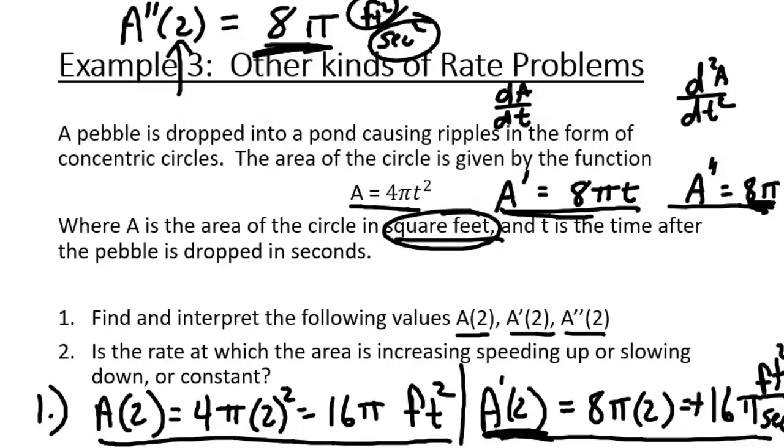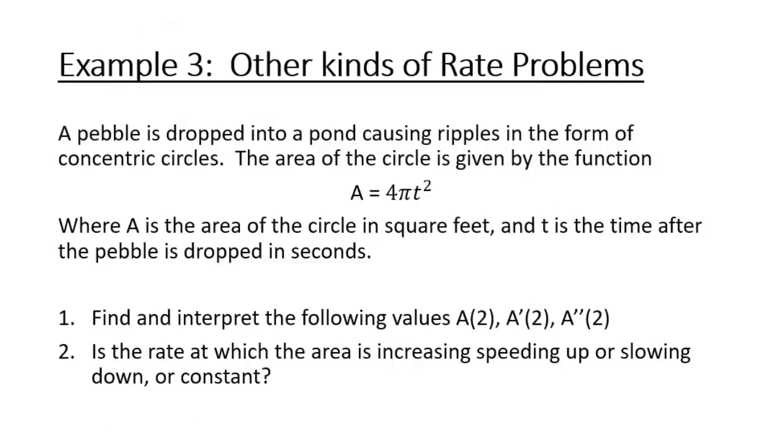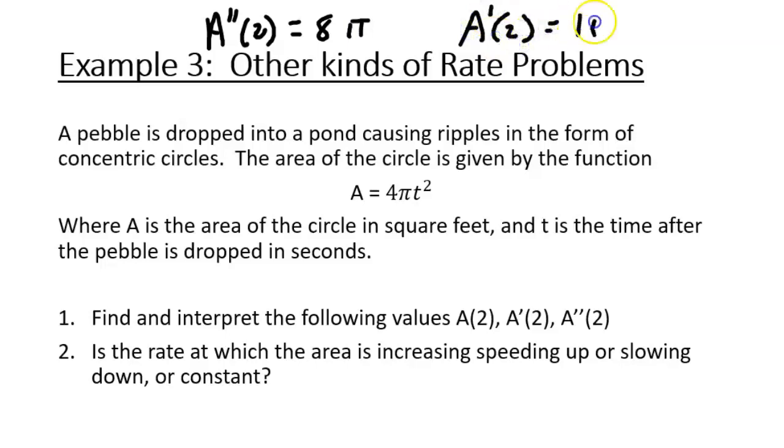So the area of the circle is increasing by 8 pi square feet per second every second. So there's that. Is the rate at which the area is increasing speeding up, slowing down, or constant? Well, both the second derivative and the first derivative at that point were positive, right? Since they're both positive, we would be speeding up. So the area is increasing at a faster and faster rate, is what that would indicate.